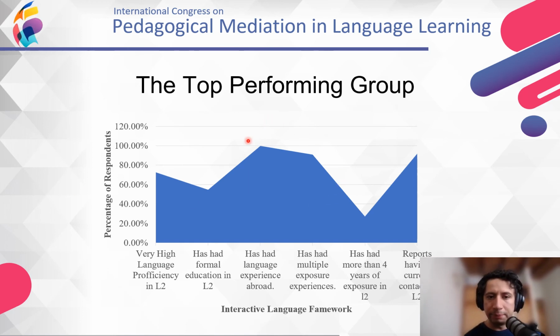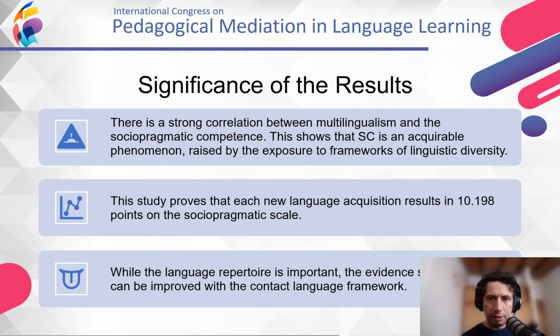Let's read the peaks. These are the most important features of them. So, has had language experience abroad, reports having current contact with the other languages they speak, and has had multiple exposure experiences. These are the significance of the results, and we know that there is a strong correlation between the number of languages you speak and the sociopragmatic competence that you exhibit.